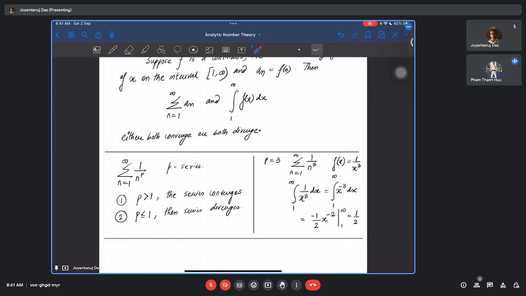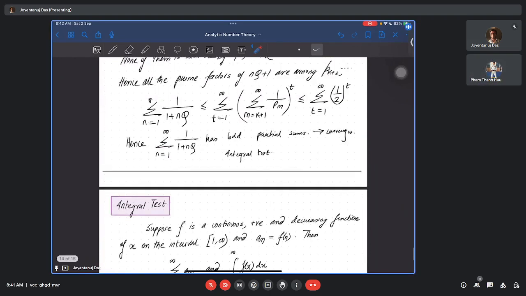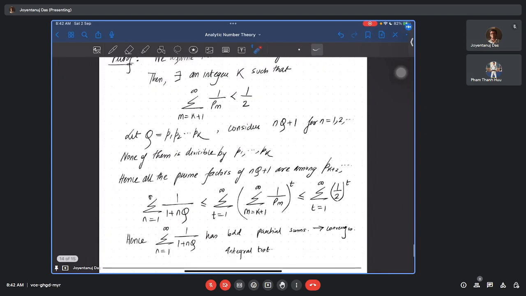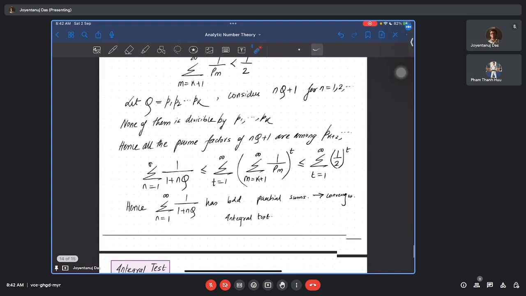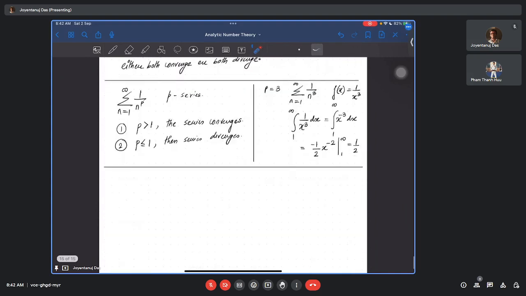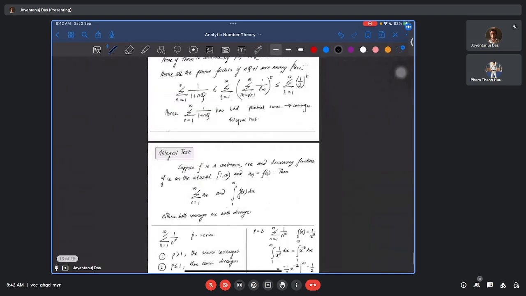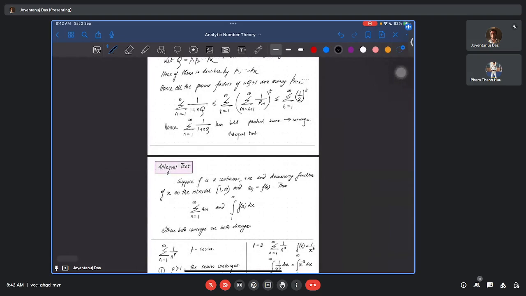Okay, so now if we go back to our sequence, what is the sequence we are taking here? It is this one. So Q is P1 to Pk, if you remember. So this is the product and the series that you are taking: the sum for n equals 1 to infinity of 1 by 1 plus n cube.